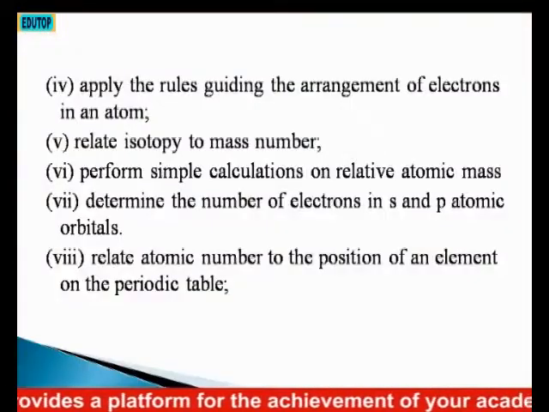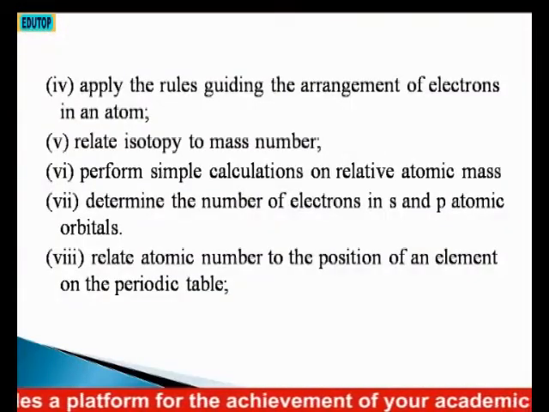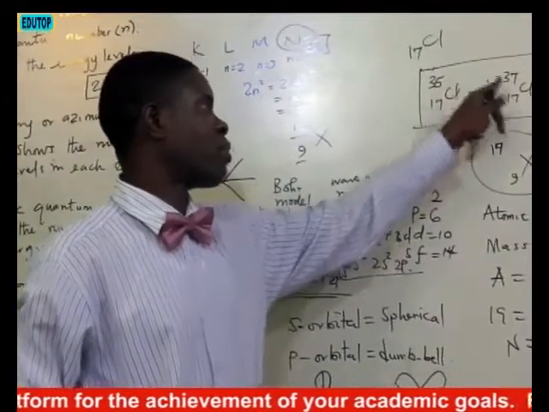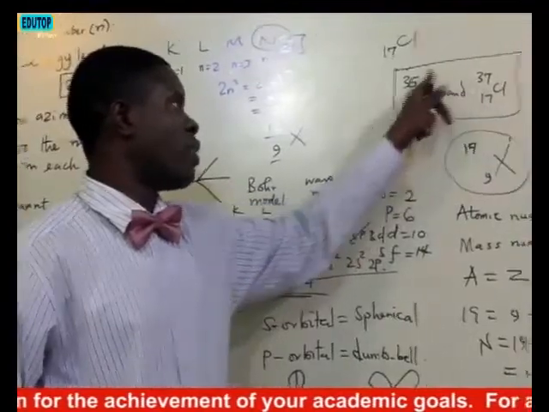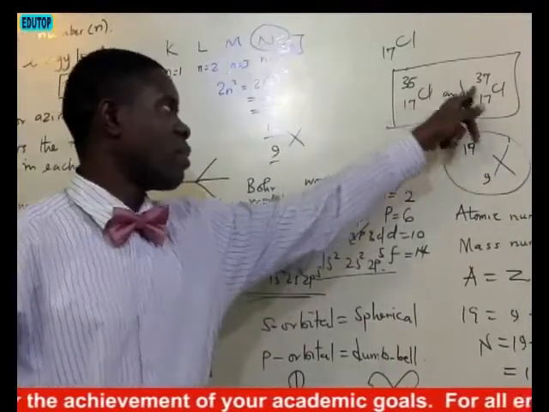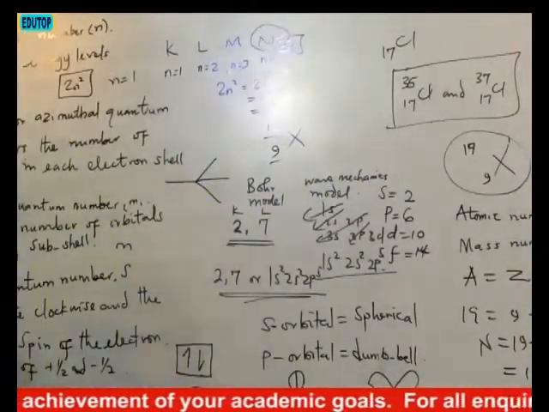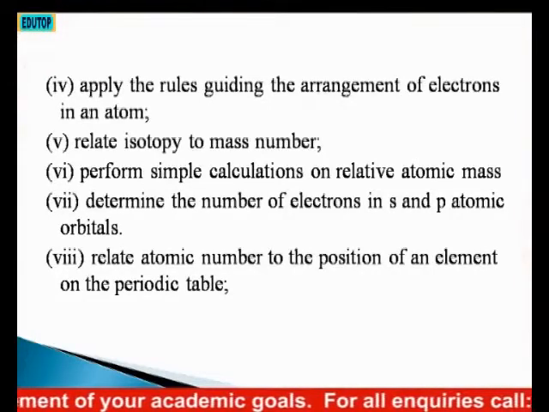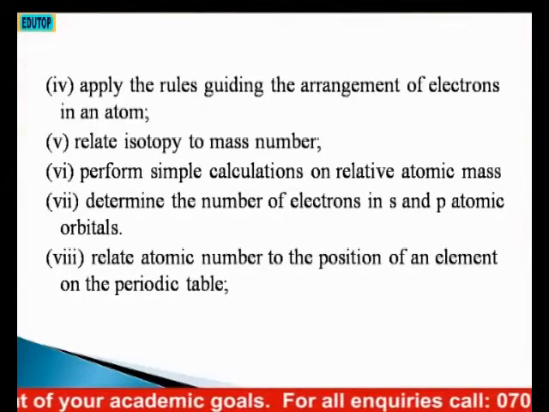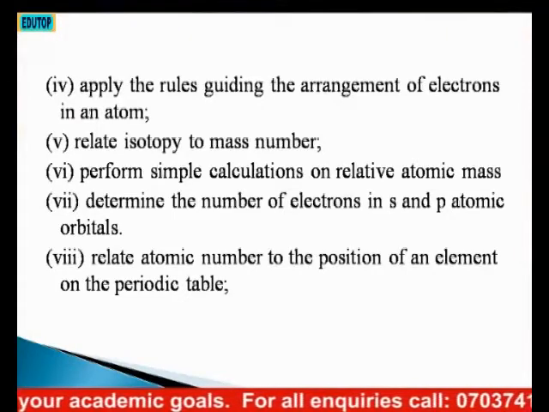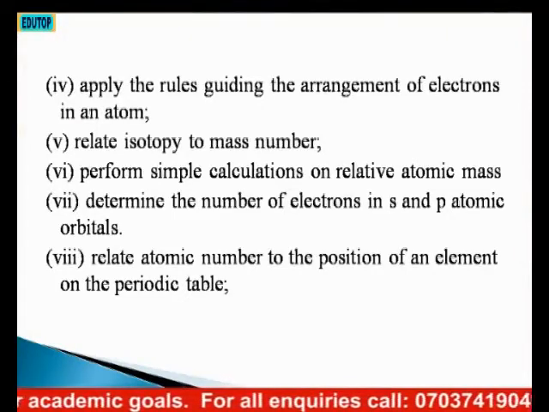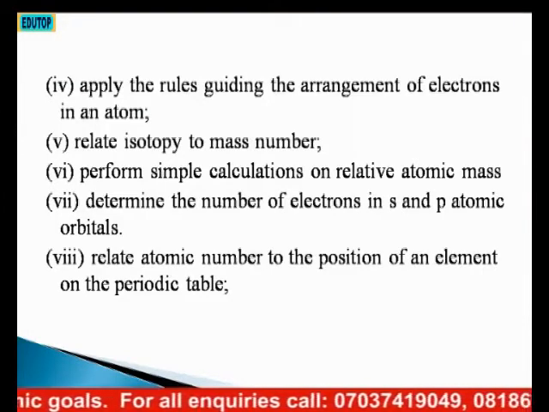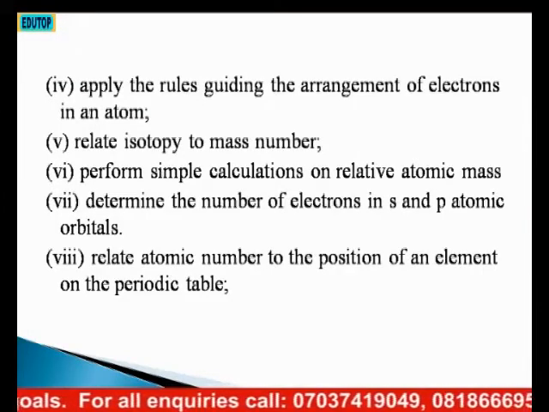Then relate isotopy to mass number. Yes, I'll be able to relate isotopy to mass number. We have difference in mass number. Difference in mass number. That's isotopy. Then also perform simple calculations on relative atomic mass. Determine the number of electrons in S and P orbitals. We have done that. Relate atomic numbers to the position of an element in the periodic table.